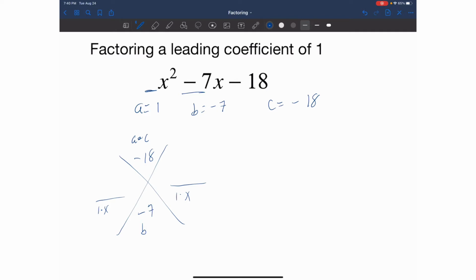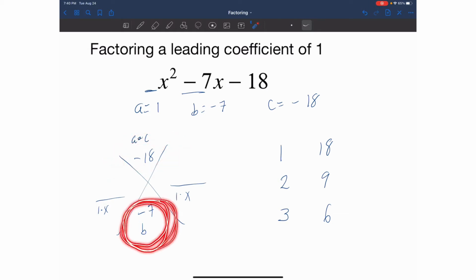Factors of 18, we are going to have a little bit more now. We can have 1 times 18, we can have 2 times 9, or we can have 3 times 6. But remember, we want them to multiply to give us negative 18, and I want them to add to negative 7.